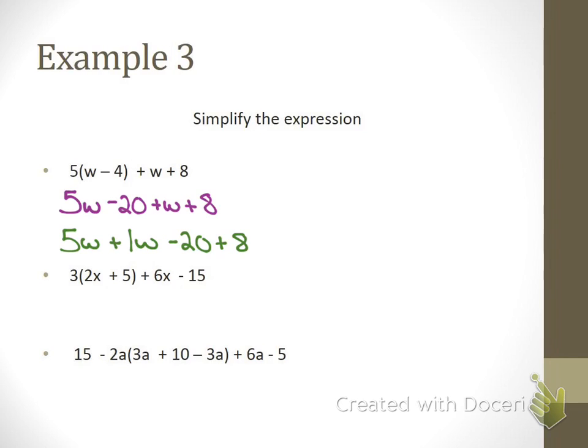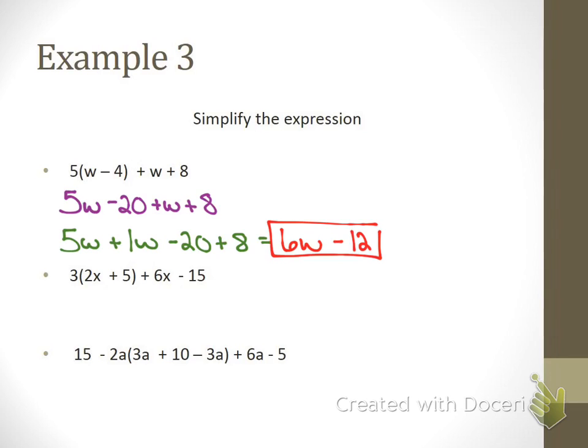I want you to go ahead and simplify this. Try to come up with your answer. All right, anybody have a guess? It's going to be 6W minus 12. Who got it? 6W minus 12. Malcolm, did you get it? Xander? 6W minus 12. Mackenzie, did you get it? Oh, I thought we were doing the next problem. Okay. We can't combine the numbers and variables.